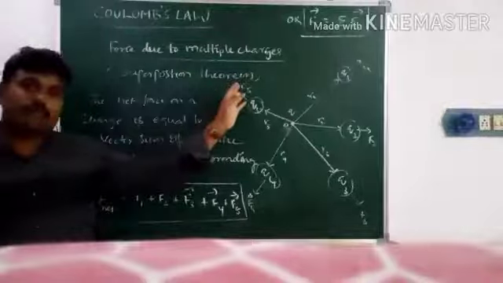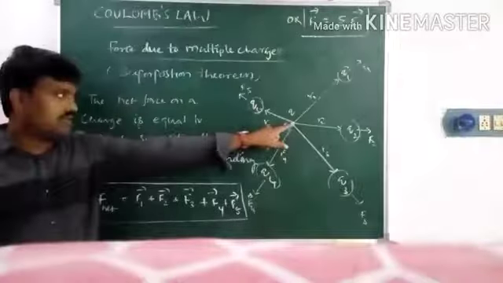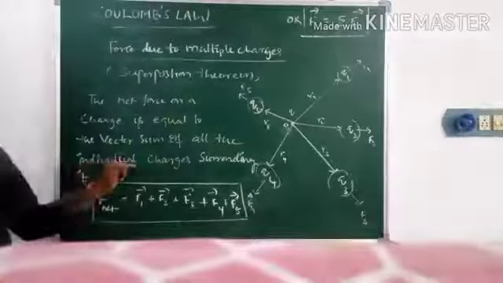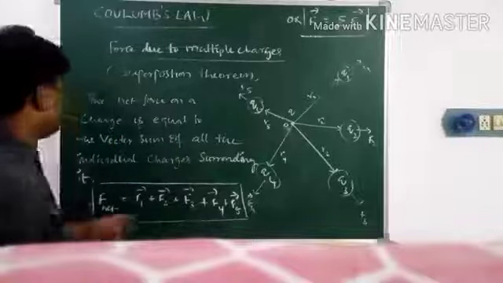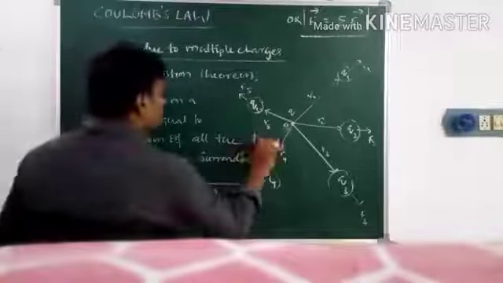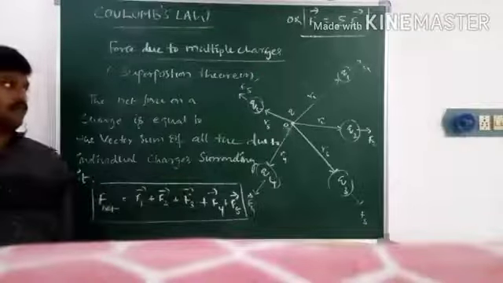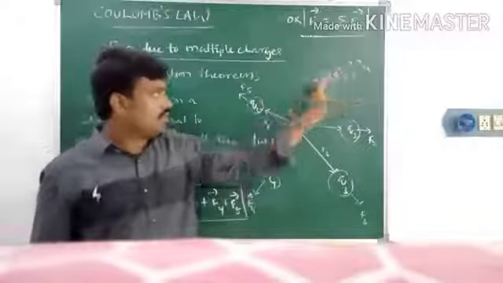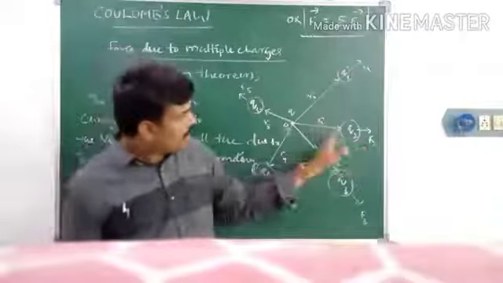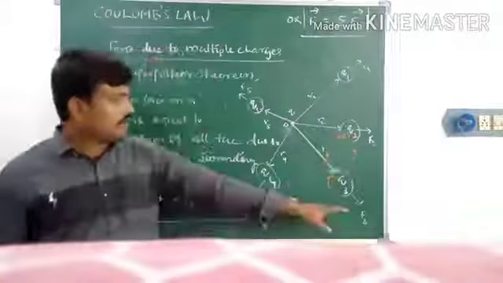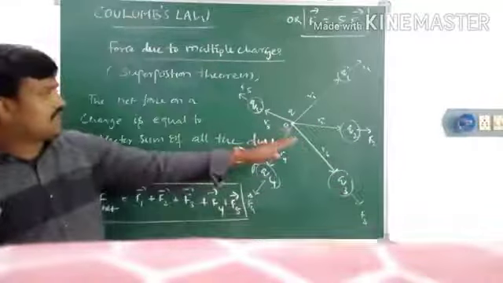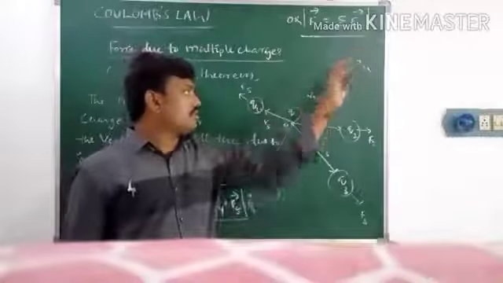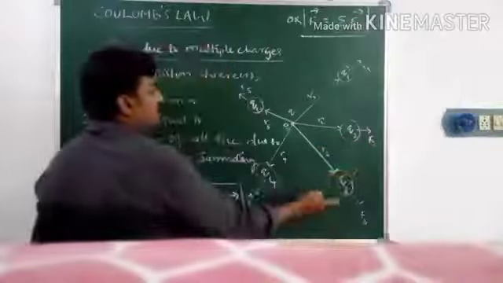So what is this superposition theorem going to tell? The force acting on this particular charge is equal to the vector sum of all the individual forces due to the individual charges surrounding it. First of all we have to find the individual forces. Let us suppose F1 is the individual force between Q and Q1, F2 is the force between Q and Q2, and F3 is the force between Q and Q3. Like that, if you calculate the individual forces, F1 is going to act away from Q1, F2 away from Q2, and F3 away from Q3.